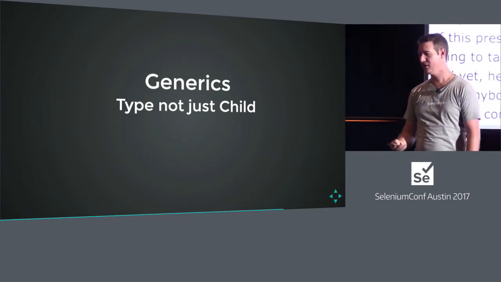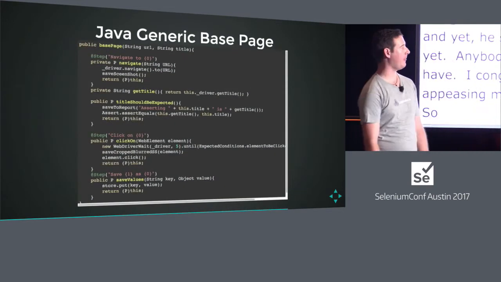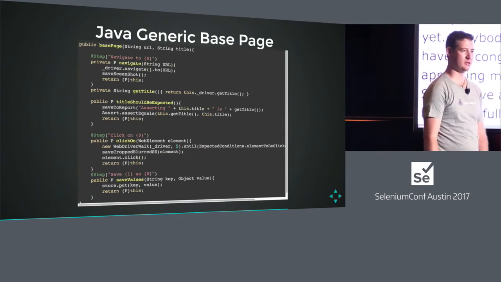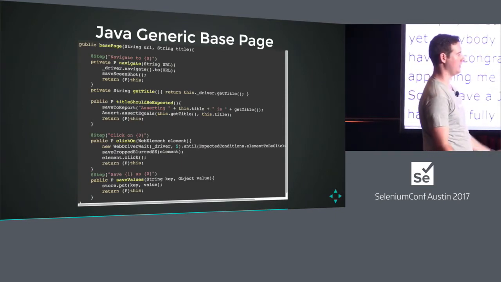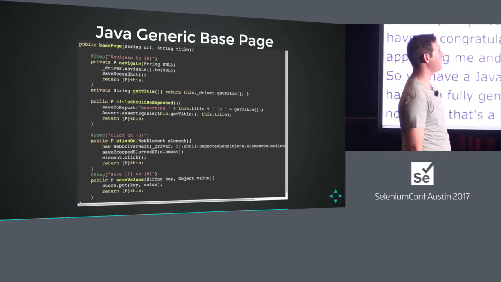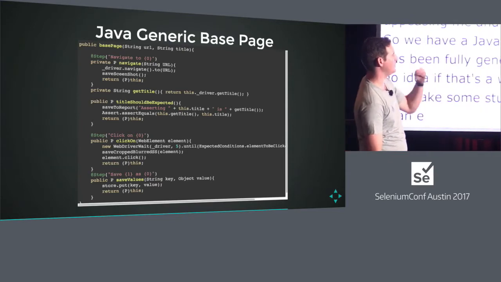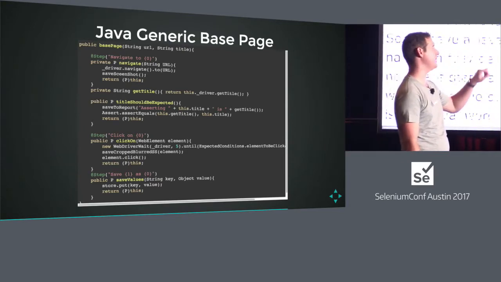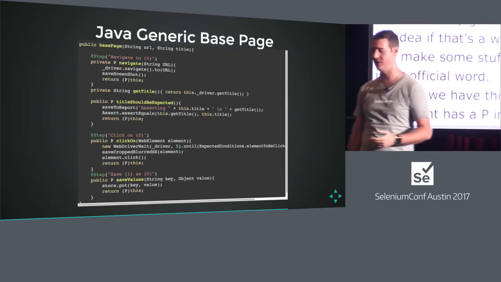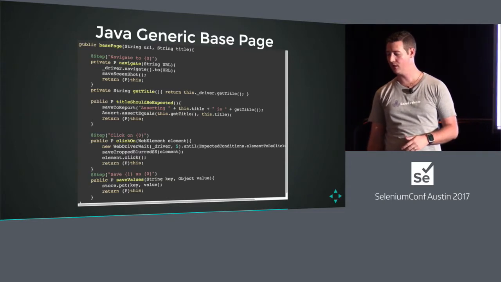So what we have here is a Java generic base page. It has been fully genericified. I have no idea if that's a word, probably not, but I'm just going to make stuff up. We'll just pretend it's an official word. So here we have the return statement has a P in front of the this. And what that's saying is that this is a very generic one. Anyone that inherits this class can use it.